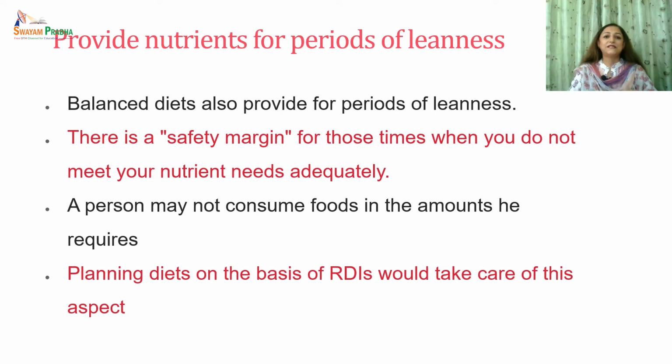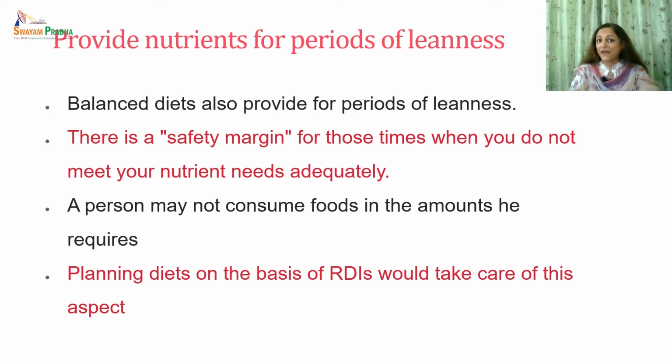We just studied the first two aspects of the balanced diet. Now, this third aspect is that the balanced diet should provide nutrients for the periods of leanness. This implies that there is a safety margin, or a little extra amount, for those times when we do not meet our nutrient needs adequately. One normal individual consumes a lot of food. It is possible that on a given day he may not consume food in the amount he requires. For example, some days we are fasting, some days we are eating more with friends, some day there is a festival, so we eat different kinds of food.